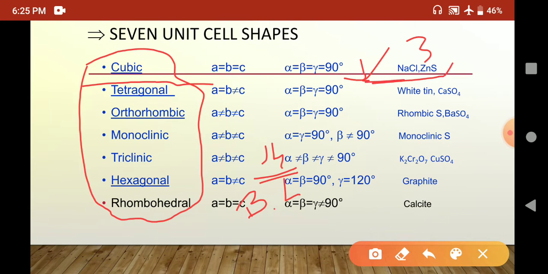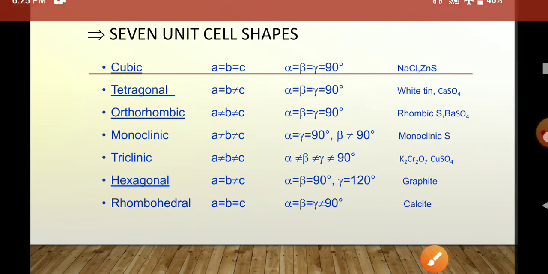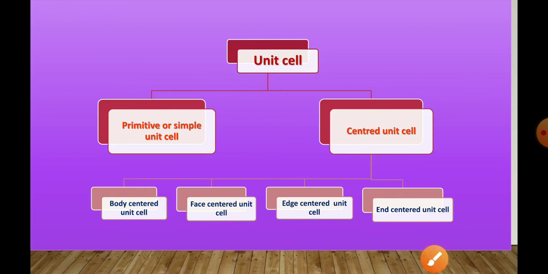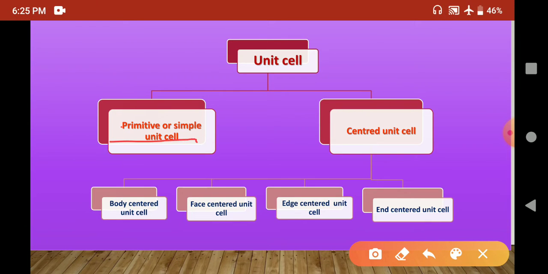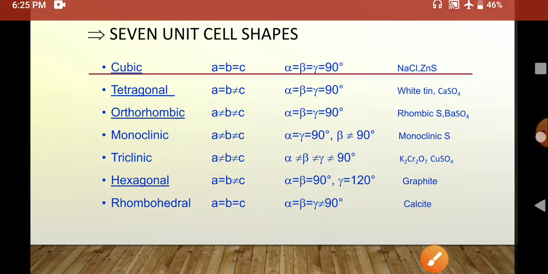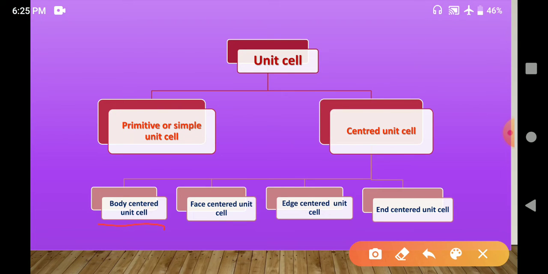Cubic unit cells show 3 important unit cells. These 3 important unit cells are, one is primitive unit cell, the next one is body centered unit cell, and face centered unit cell. Therefore, primitive, body centered and face centered unit cells are very important. Let us discuss what is primitive unit cell, what is body centered and what is face centered unit cell.